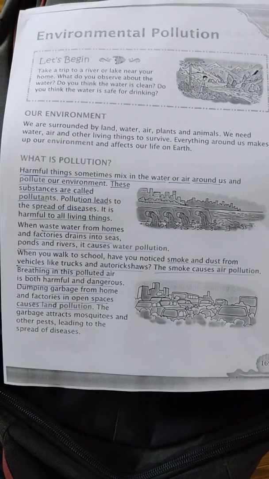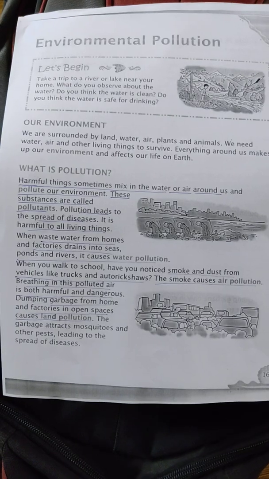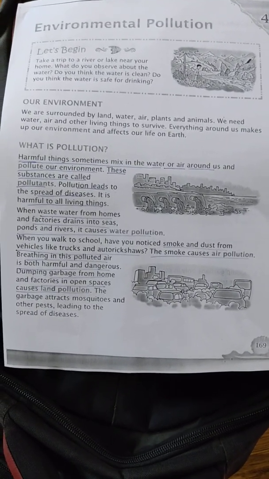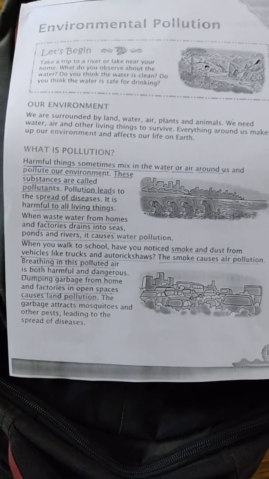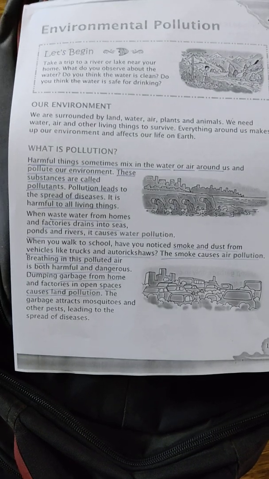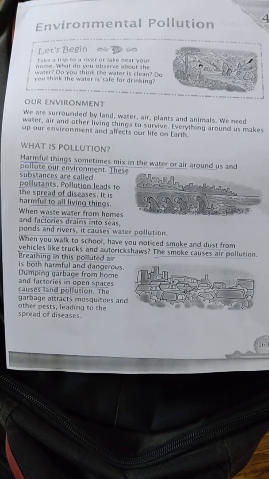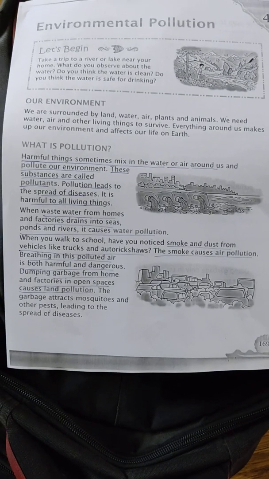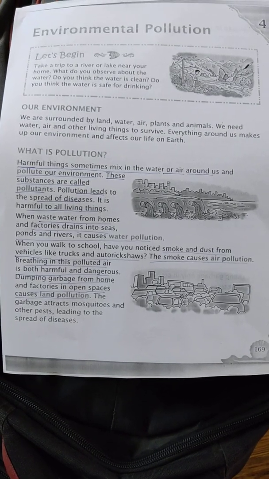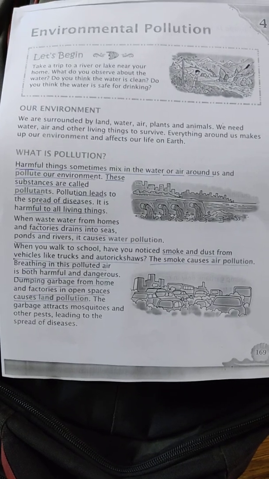When waste water from homes and factories drains into the seas, ponds and rivers, it causes water pollution. The water we are using in our home, going out from our bathroom or from our kitchen, is known as waste water. And even some water from the factories also drains into the seas, ponds and rivers, and this causes water pollution.